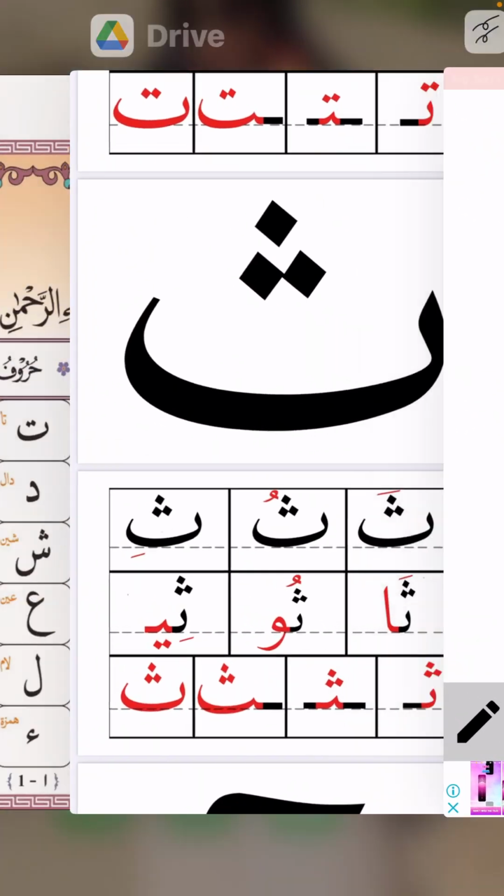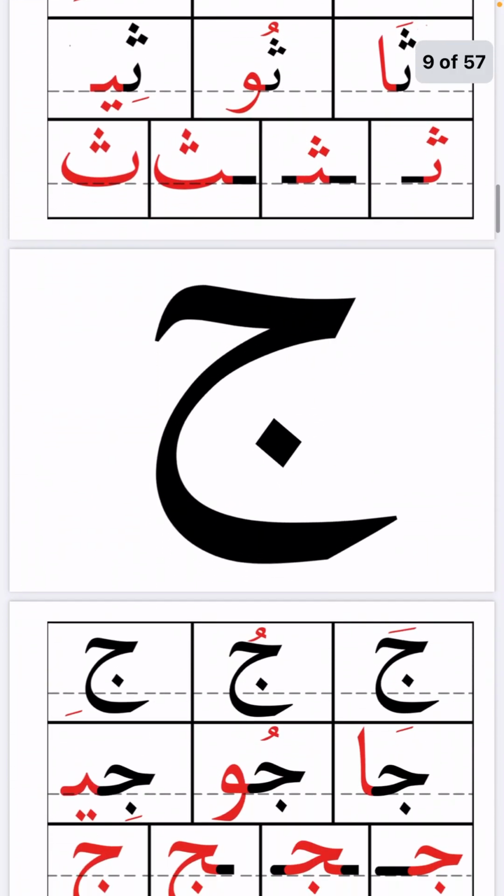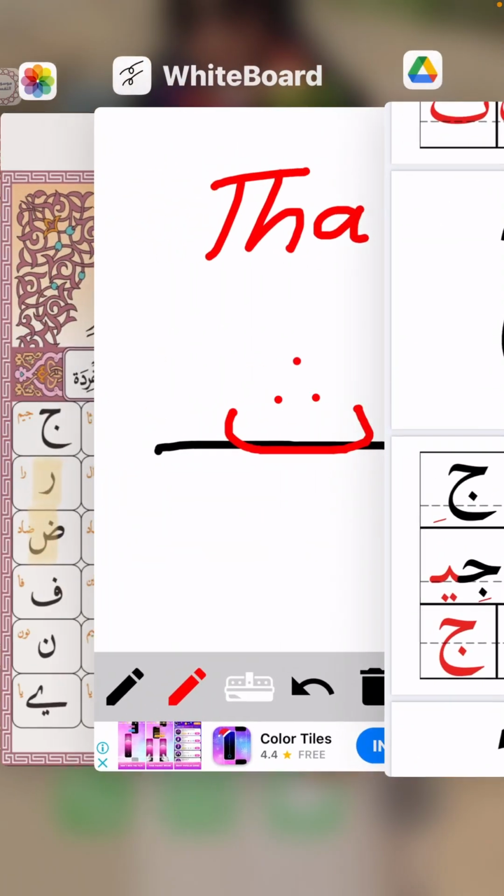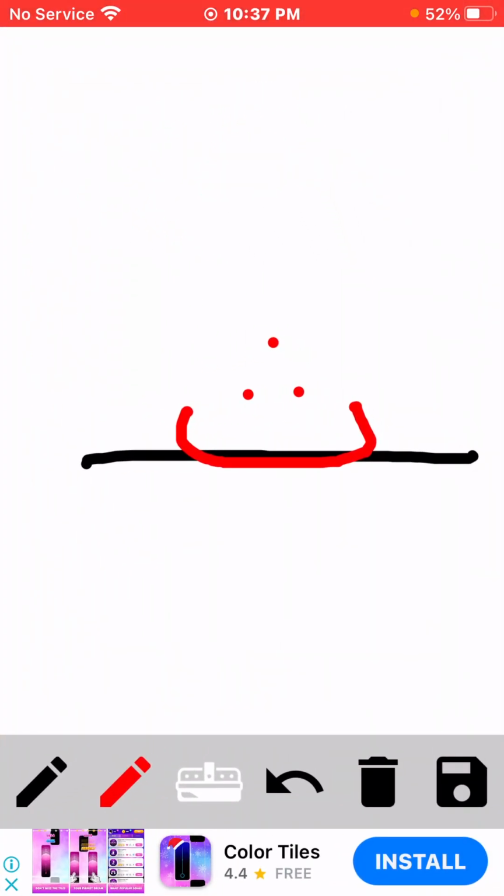Let's transfer to the other one. Here is letter Jim. Look at its sound, it is unique. Jim, not Jim, no, Jim. Say after me, Jim. Okay, how do we write it? And letter Jim is also a light letter.